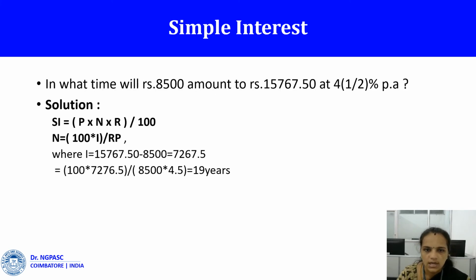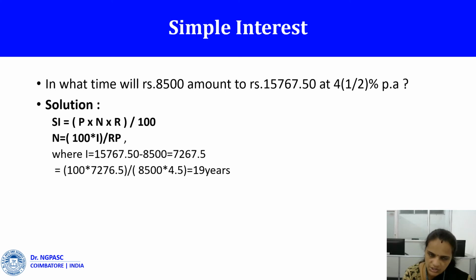Next one is, in what time will rupees 8,500 amount to rupees 15,767.50 at 4.5% per annum? They're saying that 8,500 becomes 15,767.50 in a certain period, and we have to find that period. The rate of interest will be 4.5%.